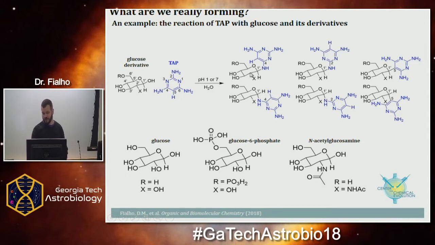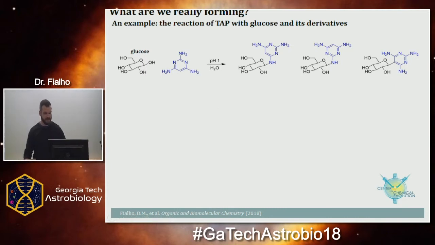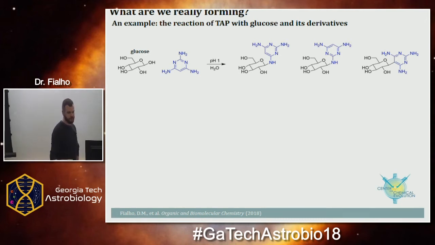And if you assume that the sugar is always going to be in its six-membered ring form, then there's these six possible products. These on the top have the nucleobase pointing up, that's called beta. These on the bottom have the nucleobase pointing down, that's called alpha. And these are the glucose derivatives that we tested. So when you react TAP with glucose, you get all substitutions of TAP, but you only get the beta isomers.